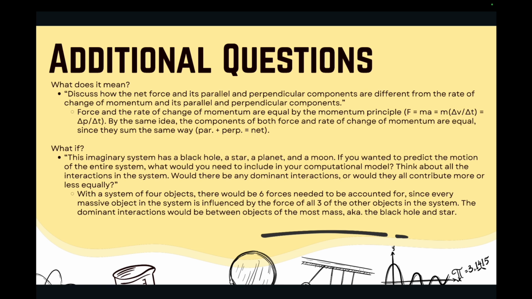If this imaginary system had a black hole, a star, a planet, and a moon, if I wanted to predict the motion of the entire system, what would I need to do to conclude in my computational model? Well, with a system with 4 objects, there would be 6 forces needed to be accounted for, since every massive object in that system is influenced by the force of all 3 other objects in that system. The dominant interactions would be the objects with the most mass, aka the black hole and the star.